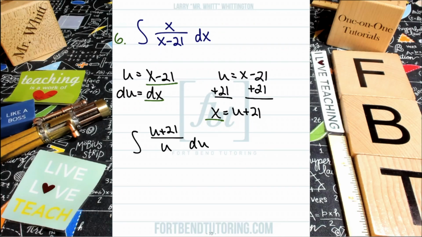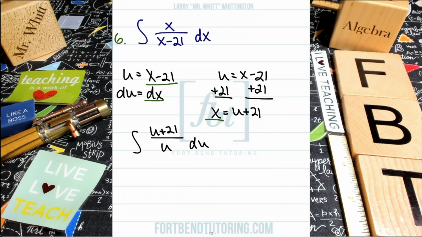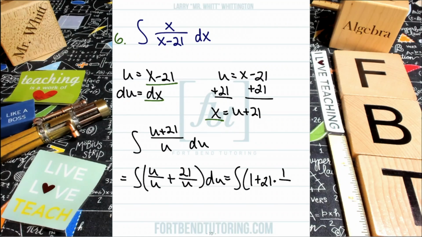The next thing I want to do with this problem is I want to expand our rational expression that we have here, our fraction, right? I'm going to be able to expand this into the integral of u divided by u plus 21 divided by u du. And then simplifying, this becomes the integral of 1 plus 21 times 1 over u du. So once expanded and simplified, I'm going to use our sum or difference properties of integration to rewrite it as the integral of du plus 21 times the integral of 1 over u du.